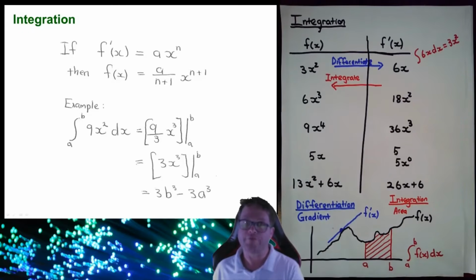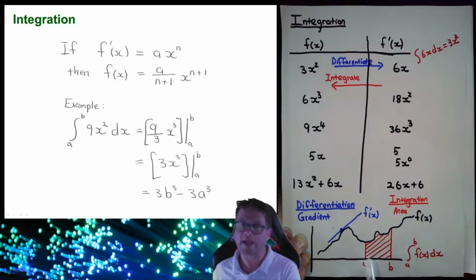The opposite of differentiation is integration. And integration is a tool that we use to calculate an area under a curve. So if I wanted to calculate the area between a and b under this curve f of x, then I would use integration to find this area. And the integral I would need to evaluate is the integral from a to b of f of x dx.